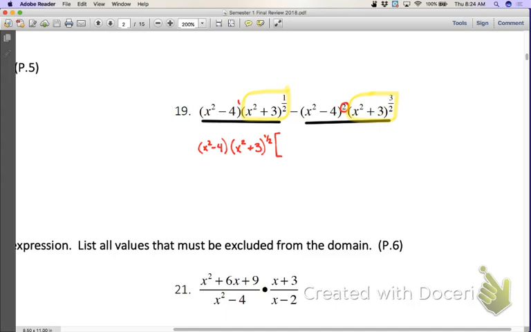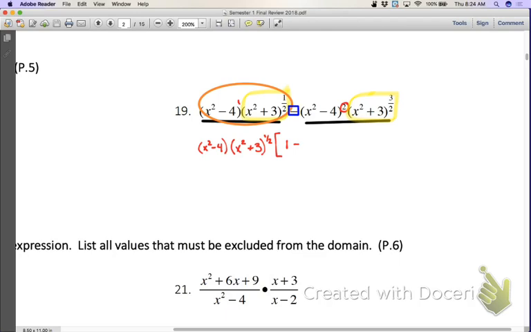So now, if we look at it this way, I took everything out of that one, right? I took out an x squared minus 4. I took out an x squared plus 3 to the 1/2 power. So all I'm going to have there is just going to be a 1. Minus, okay, all I did was just bring the sign with me.